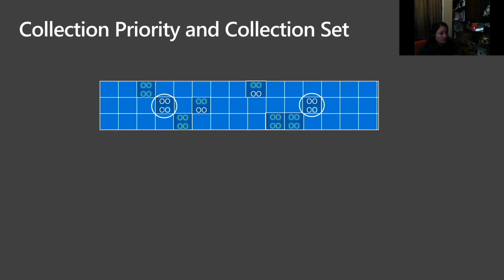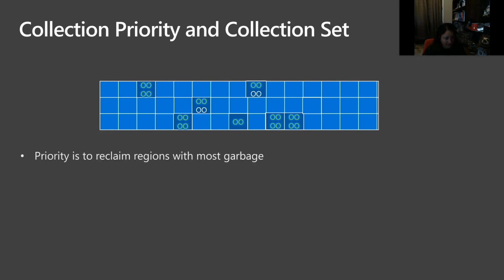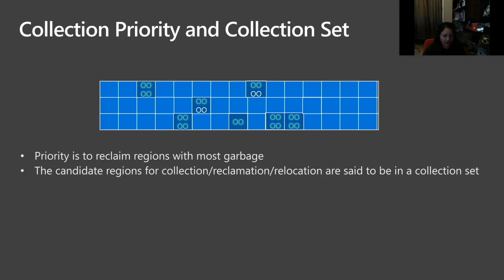Then we identify regions with the most garbage. And that's the reason why we call it garbage first, because we try to identify the regions with the most garbage, and that's the priority. You want to collect the least expensive regions. So in this particular case, we found these two regions, which have only one live object. As we collect them, we move them from the from space to the to space. So we move those live objects into the to space. Now the priority is to make sure that you're reclaiming regions with the most garbage, like I said, hence the name garbage first in G1 GC's case.